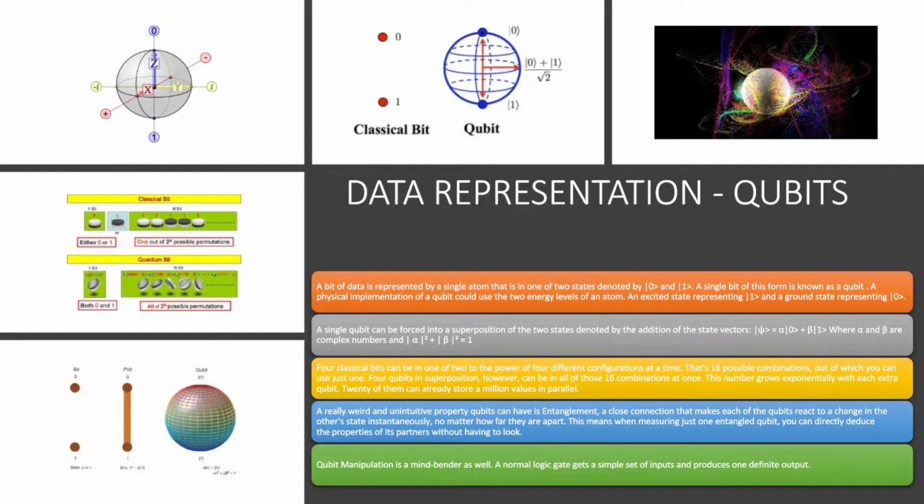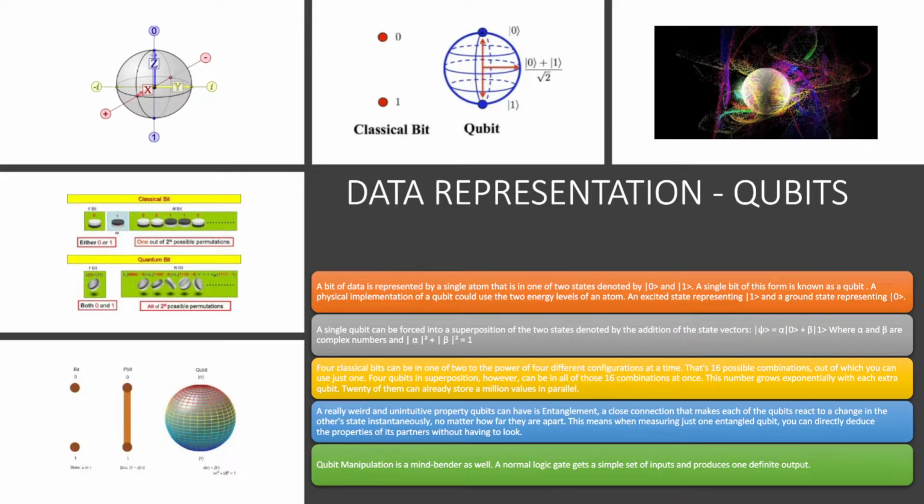At any one time, 4 classical bits can be in one of the 2 to the power 4 possible configurations. There are a total of 16 potential combinations, but we can utilize only one of them. 4 qubits in superposition, on the other hand, can be in all 16 configurations at the same time. With each additional qubit, this number climbs exponentially. 20 of them are already capable of simultaneously storing a million values.